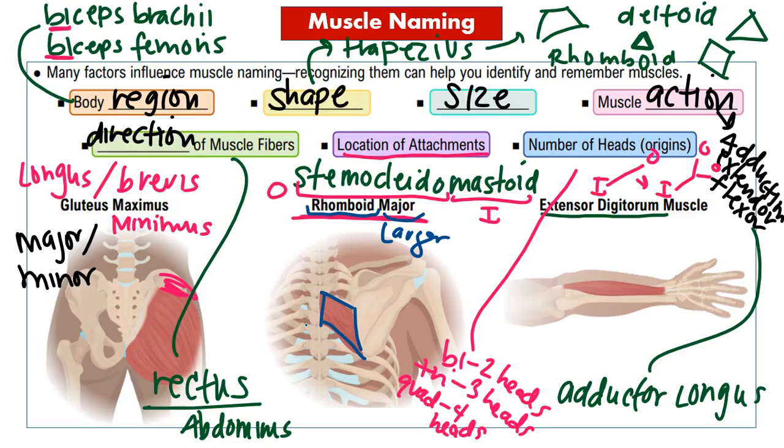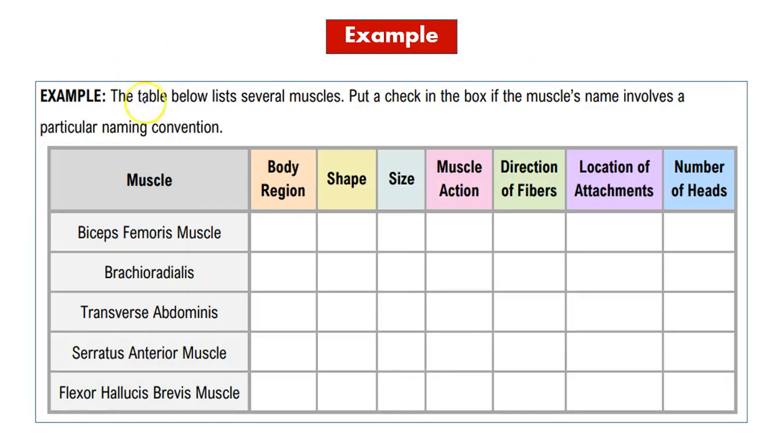Let's go ahead and get into some examples that are going to bring these things together. Some of them are going to have more than just one: location of attachments, again, number of heads. You can have muscle action, the size, the shape. Some of these are going to come together in different ways. Let's go ahead and get into it. Now this says the table below lists several muscles. Put a check in the box if the muscle's name involves a particular naming convention. That means, does it involve body region, shape, size, muscle action, direction of fibers, location of attachments, or number of heads, which we also know means number of origins.